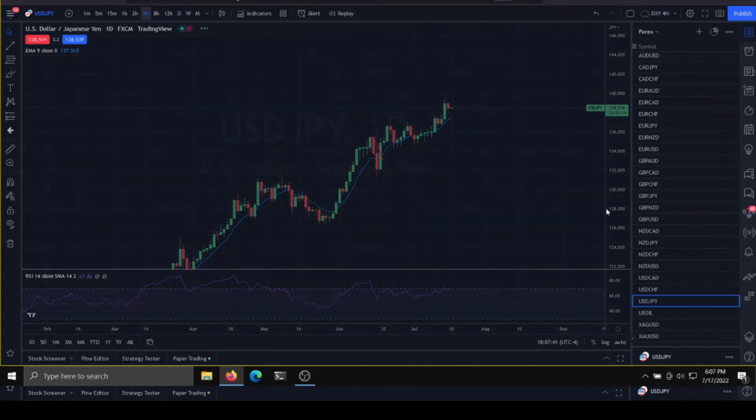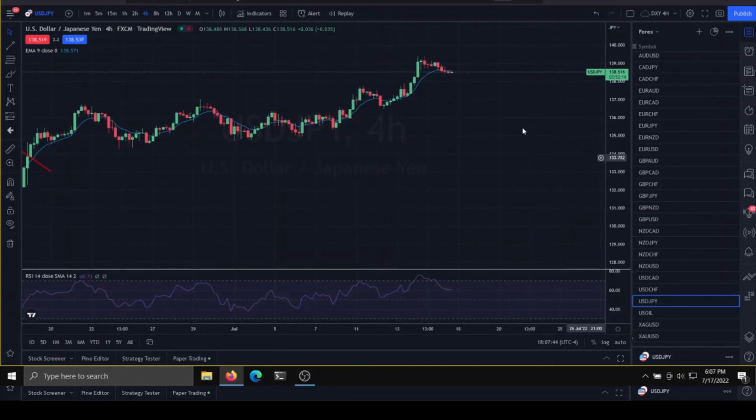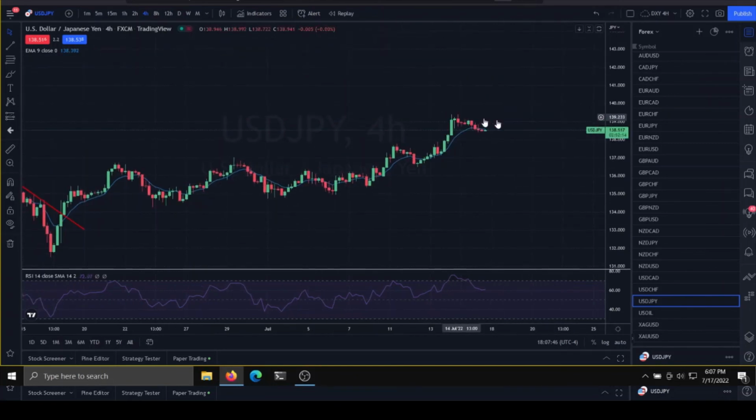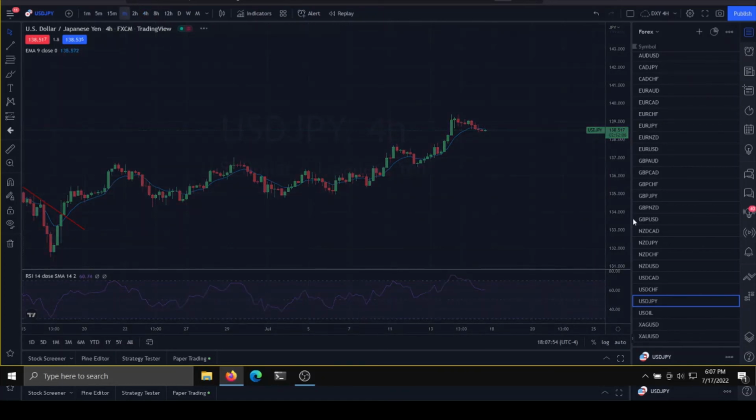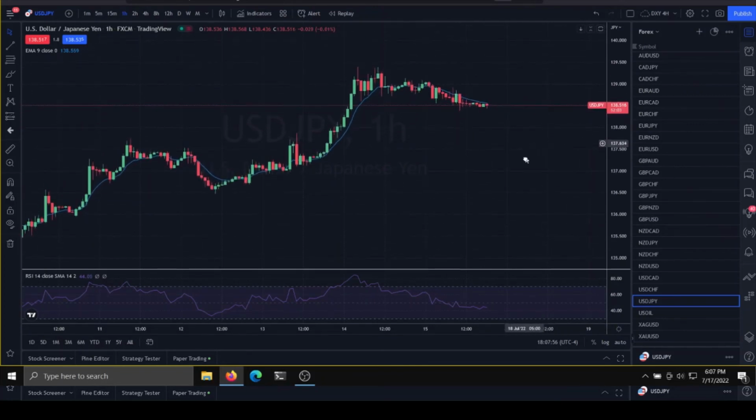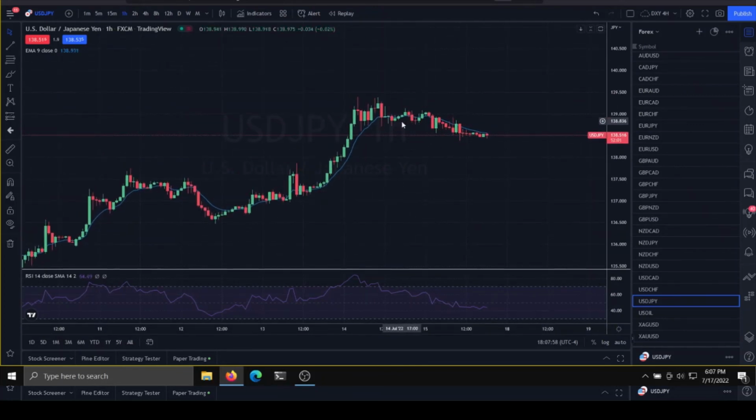Here's the 4 hour. Got a nice little flag there. If it breaks the top, maybe get a small little scalp. I don't think I'd be buying this pair right now. I'm looking for the sell at some point. 1 hour, nothing here on the 1 hour yet. This was the sell right here. Breaks these levels. I don't know. I wouldn't be trading this pair right now.